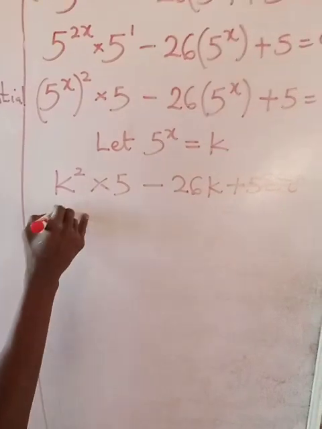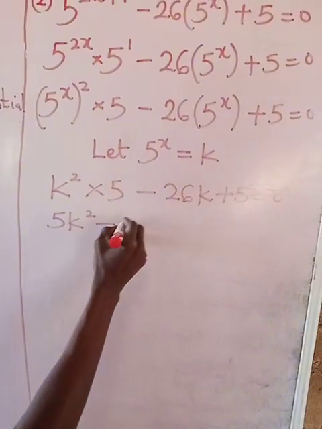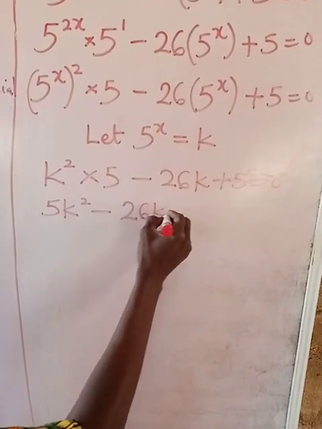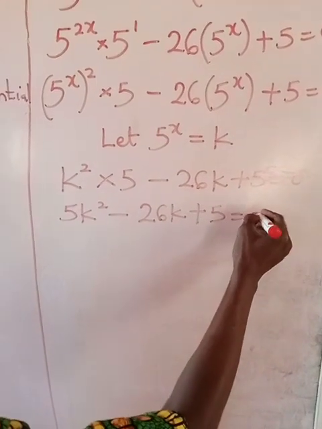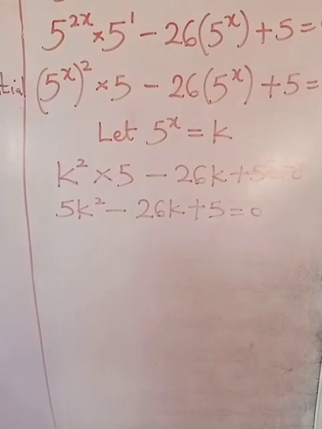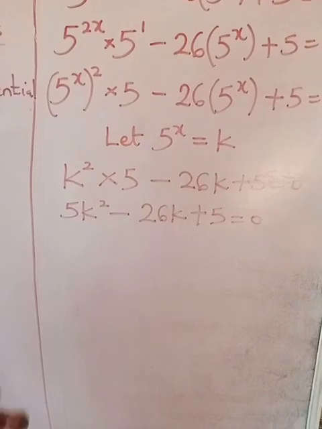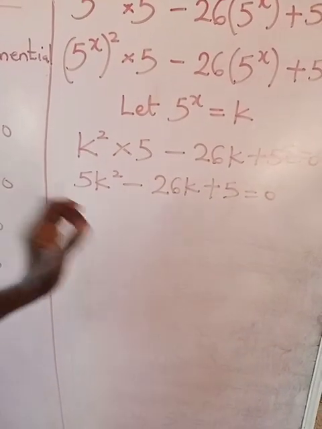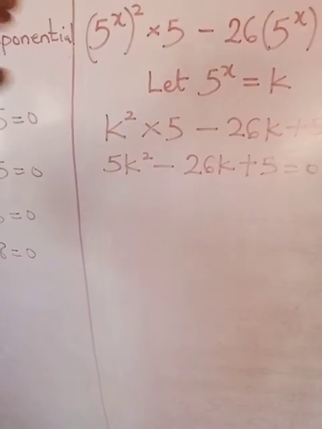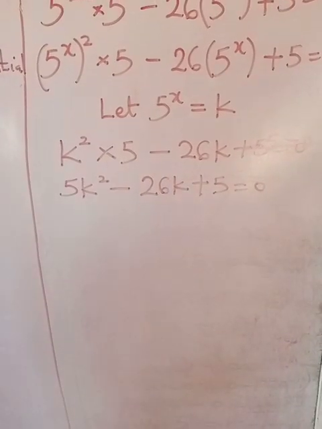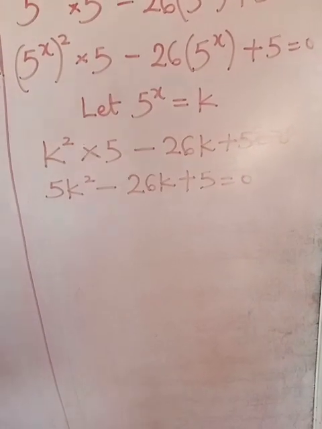And that is clear. Then you have 5k squared minus 26k plus 5 equals 0. Then this is a quadratic equation. Now, a quadratic equation is an equation whose highest power is 2. So this is a quadratic equation. How do you do that now?